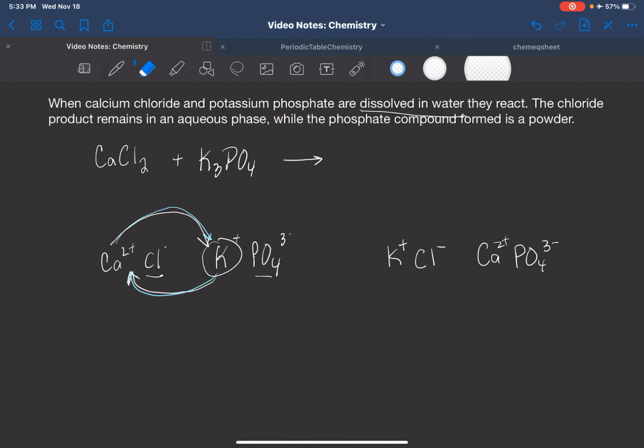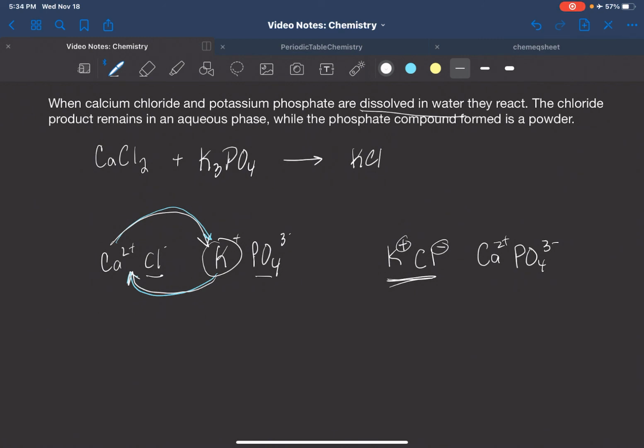So it says the chloride product. Well, that would refer to this right here. So we look at positive and negative 1. That equals 0. So we know that it's just going to be KCl, and it remains in the aqueous phase. So we now know about that whole aq thing. When I'm done, I'm going to go back and put those labels there. One thing at a time here.